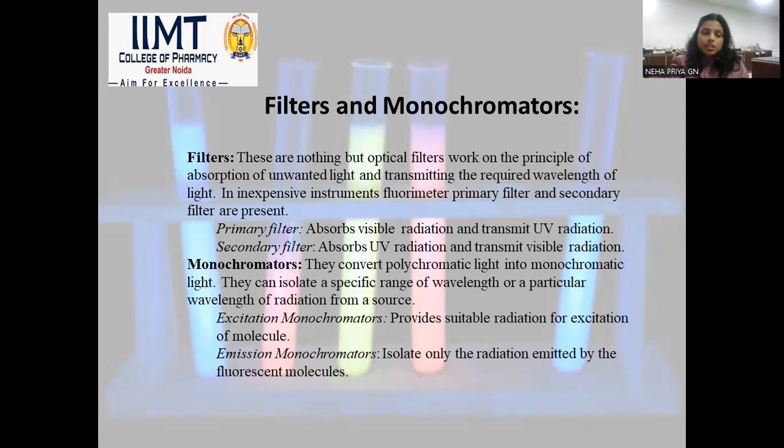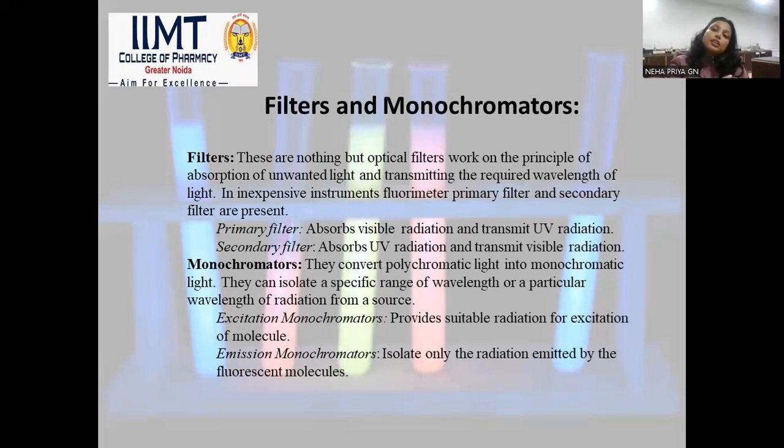The second thing here is filters and monochromators. The most important thing: monochromators are used in converting polychromatic into monochromatic light, as you already know. But here two filters are being used. The first one is the primary filter, and the second one is the secondary filter. The first one helps in getting the UV radiation to the sample, and the second one is the secondary filter that will help the sample transmit that radiation to the detector.